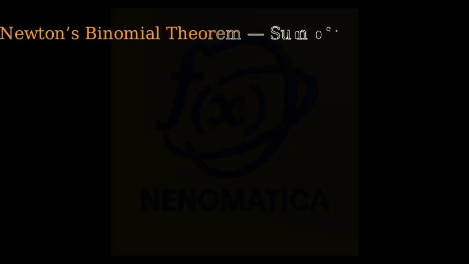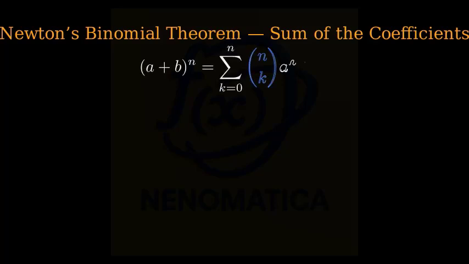In this lesson, we will solve a classic problem using Newton's binomial theorem. The goal is to find the sum of the coefficients in the expansion of (a + b)^n. Newton's binomial theorem says (a + b)^n equals the sum from k equals 0 to n of n choose k times a^(n-k) times b^k. Here, n choose k are the binomial coefficients.